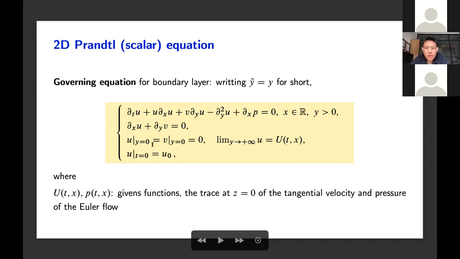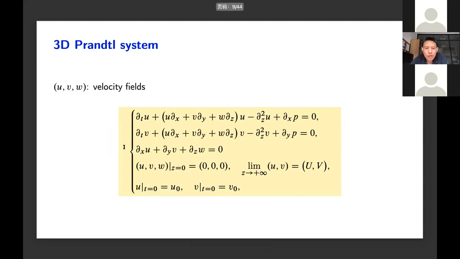So this is the two dimension, and the three dimension can also be derived similarly. So we have the normal velocity W and also the tangential velocities U and V. So this is a system. For the tangential velocity, there is also a divergence-free condition, a boundary condition, a condition for the behavior at infinity, and initial data.